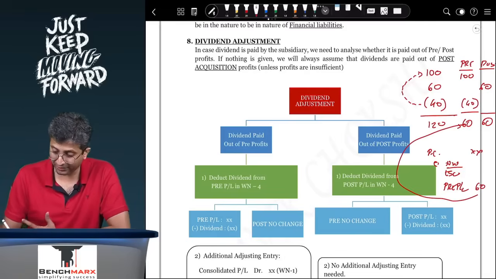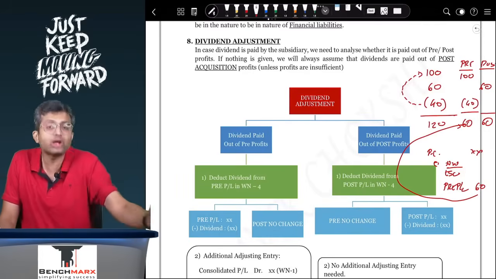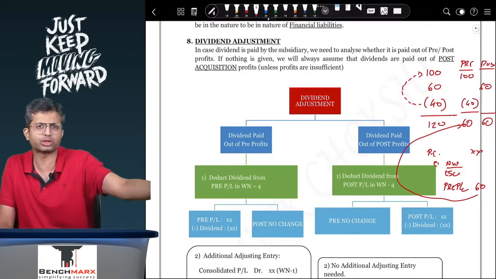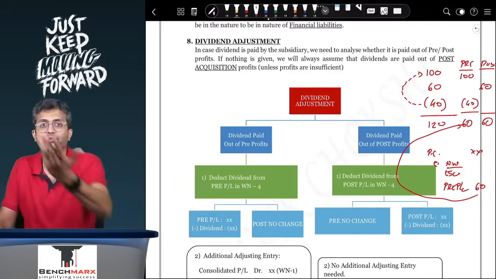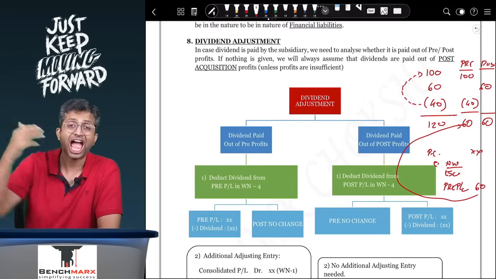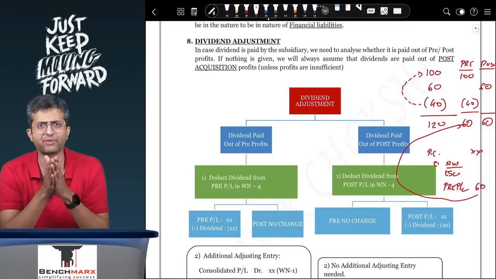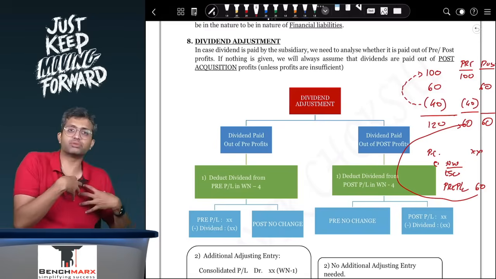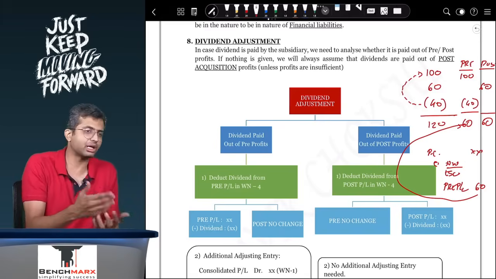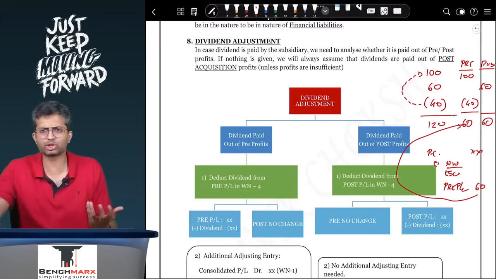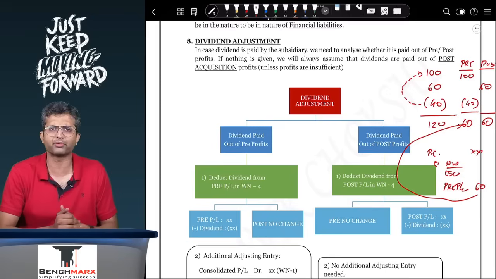But as a matter of fact, as on the date of acquisition, I did not have 60 worth of reserves. I had 100 worth of reserves. By the way, 40 of them have been subsequently distributed. And when the subsidiary distributed it after the acquisition, the parent would have received it, and would probably have taken it into the profit and loss account, because Ind AS 109 says dividend that is received goes into the profit and loss account.